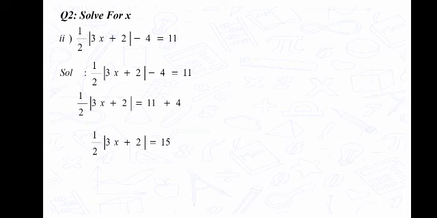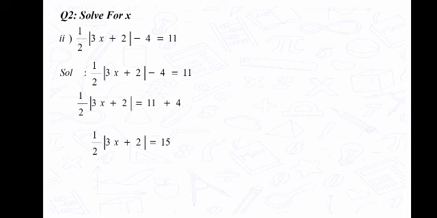Coming towards the next question, that is solve the value for x. Equation is 1 by 2 absolute of 3x plus 2 minus 4 is equal to 11. First of all, we will solve it. For solving, 1 by 2 absolute 3x plus 2 will remain the same, minus 4 will go towards the other side, so it will become positive. So 11 plus 4, the equation will become 1 by 2 into absolute of 3x plus 2 equals to 15.